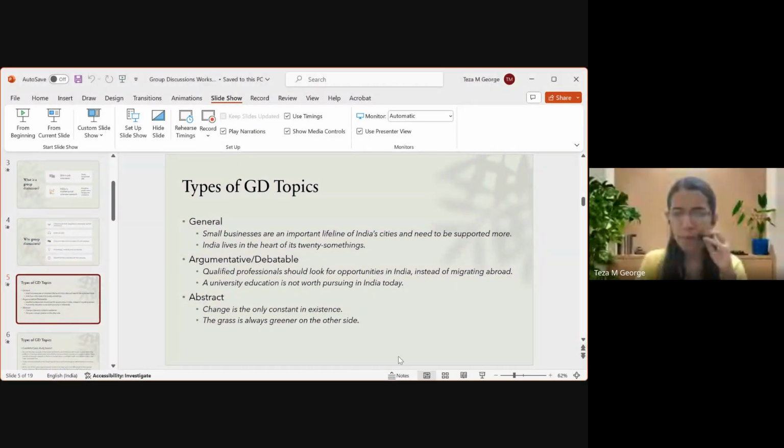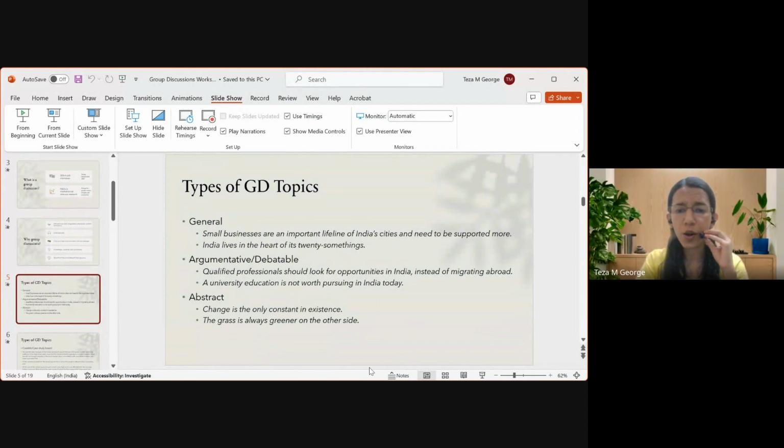For example, change is the only constant in existence. It's very abstract. It's almost philosophical in nature. So, when you are dealing with an abstract topic, you will have to offer your opinion on it by connecting it to something specific. You can't always hover above the ground when you are making an argument.